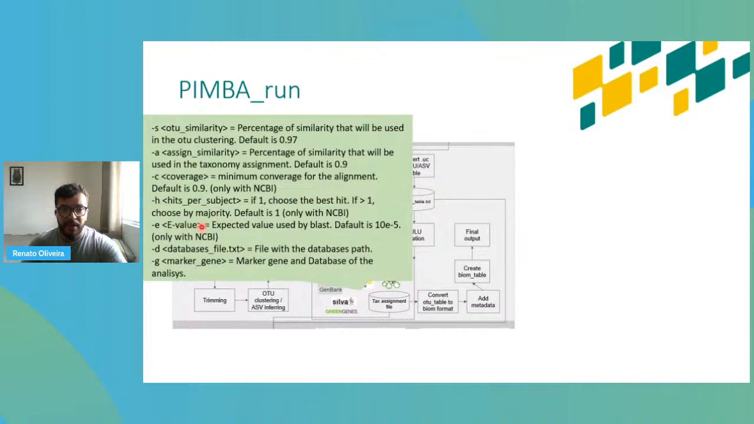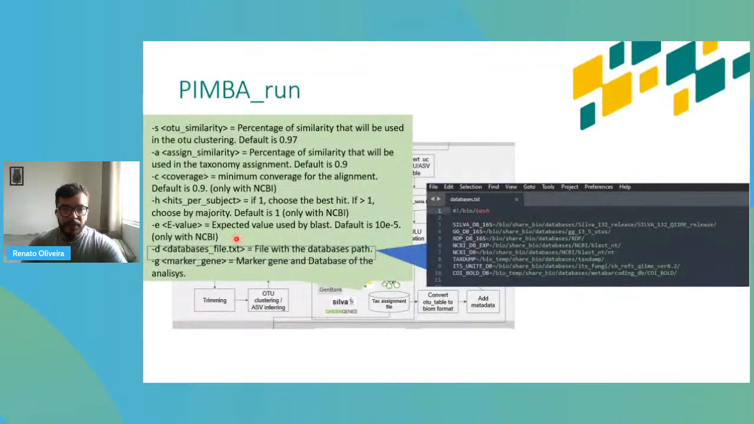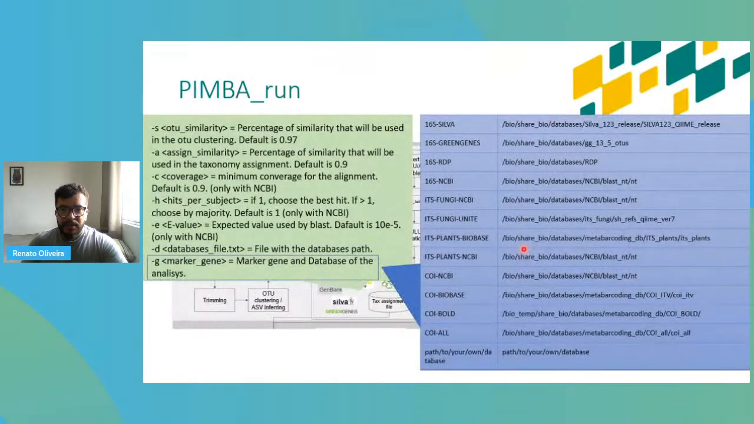Also, you can define the e-value of the BLAST. And here you have to pass a database file, a text file, with the location of the databases that you want to use in PIMBA. For example, SILVA database, Greengenes database, or even a BOLD database. And once you have this text file very well defined, you can define a marker gene to be used with PIMBA. And also an interesting functionality is that you can use your own reference database.